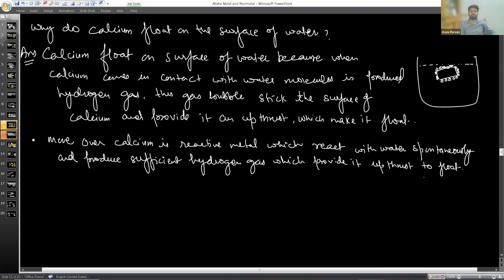Let's discuss some important questions over this. Here we have one more question for this one first. Let's go to that one first. Okay, why does calcium float on the surface of water? Actually, when we have calcium metal, it starts floating on the surface of water. Let me show you why calcium floats.